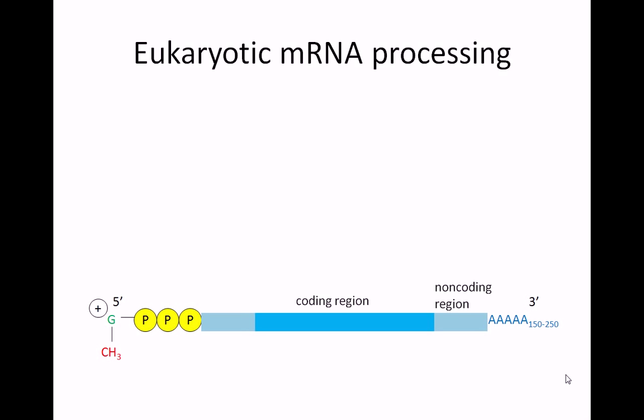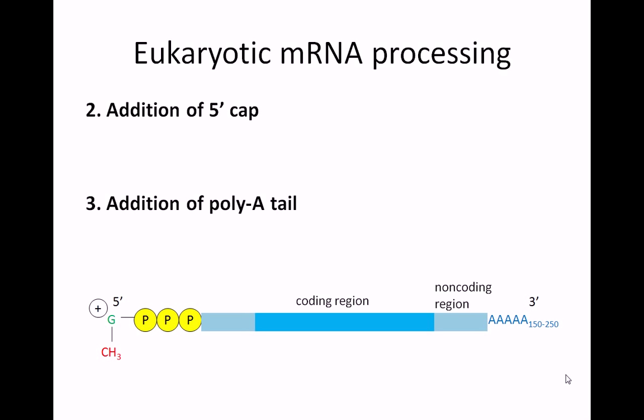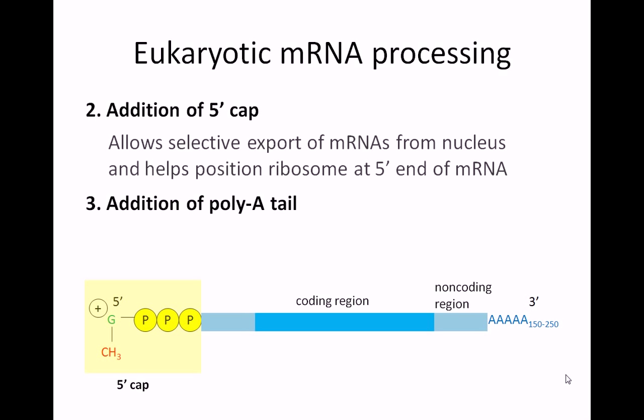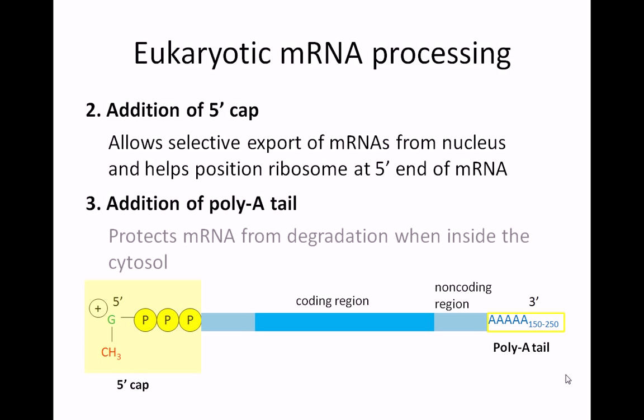Two other forms of processing are the addition of a 5' cap and a poly-A tail. The 5' cap is a modified guanine added to the 5' end of mRNA. It gives the cell a way to control which mRNAs are exported from the nucleus, and it helps position the ribosome at the 5' end of mRNA. The poly-A tail is the addition of several A nucleotides to the 3' end of the mRNA. It helps protect the mRNA from degradation when it is in the cytosol.